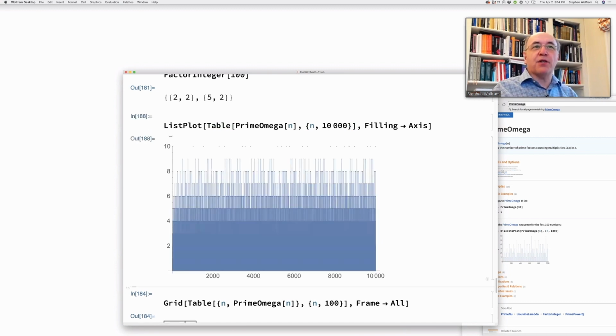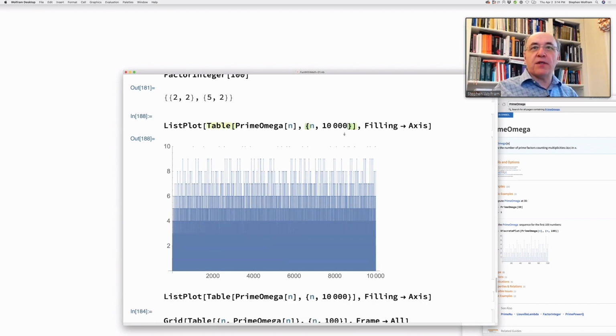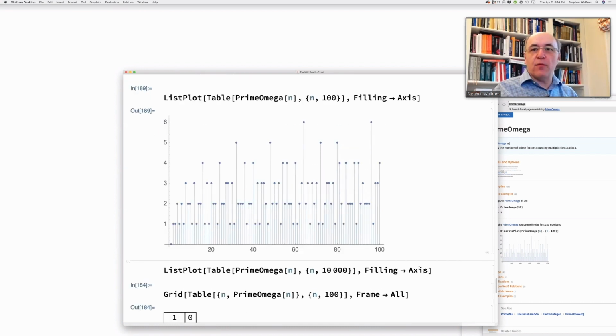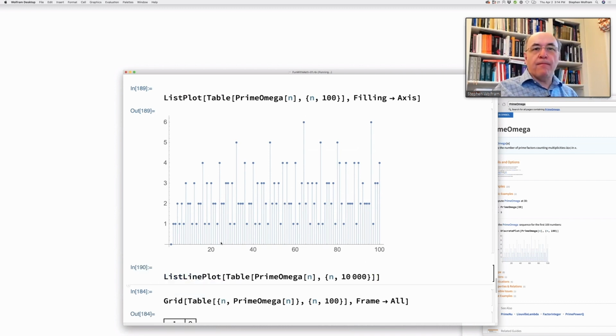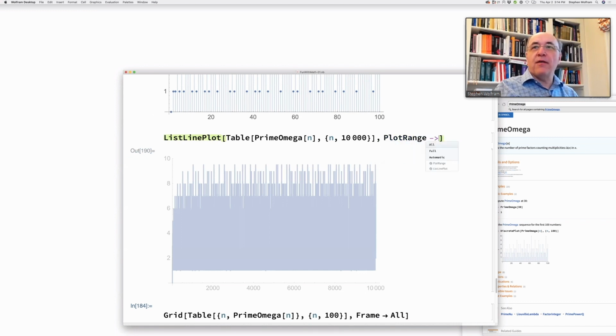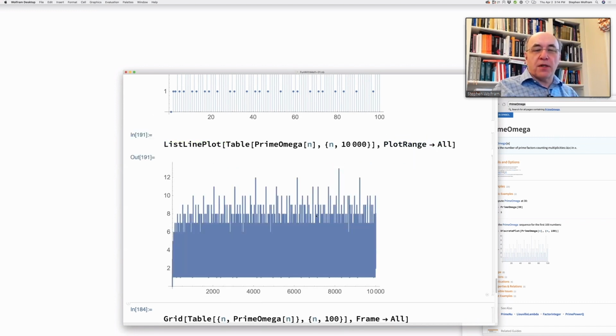Actually, let me show this in a slightly different way for the first 10,000 numbers. Let me go back down here to the first 100 numbers, and let me show 10,000 numbers in a slightly different way. Oops. Okay, that's kind of the same plot. Let me just check that I did this correctly. Yeah, okay. So this is showing, for the first 10,000 numbers, how many primes you have to multiply together to get each number. It's kind of complicated looking, right?